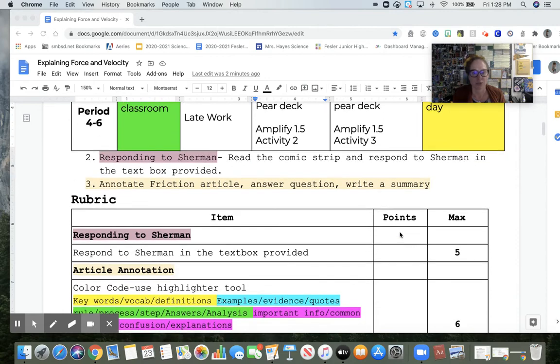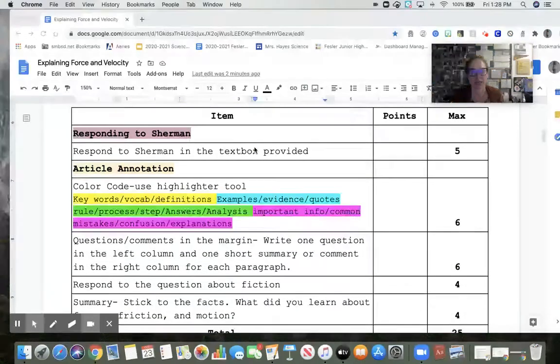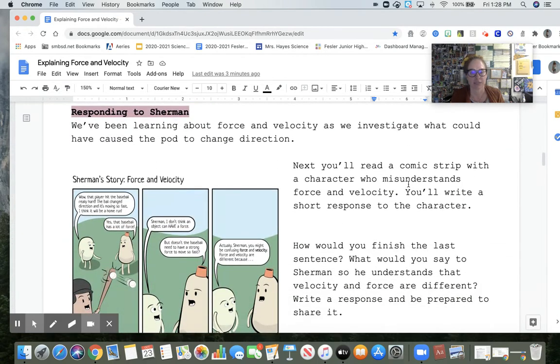Okay, so then the two real things you have to do on this Google Doc, there's two separate things. We're going to respond to Sherman. That'll make more sense in a minute. And then we do have an article to annotate, but it is a lot shorter than the last one. So, here's our rubric. Respond to Sherman, we have to write in a text box. We're going to write a message. Okay, article annotation, it's the same guidelines as last time. It is less points for that part because it's a shorter article.